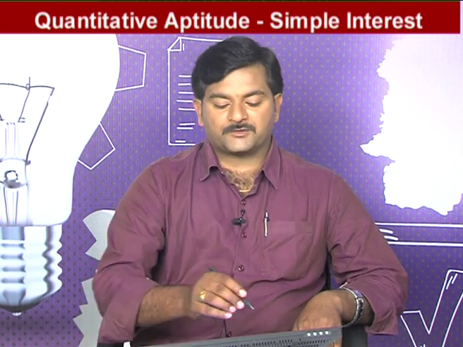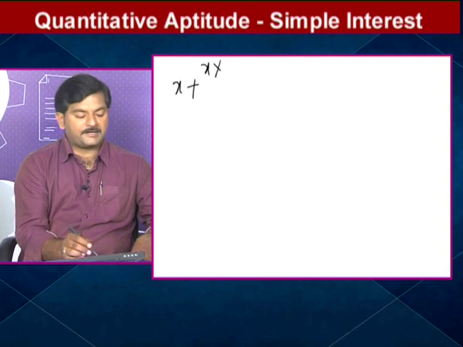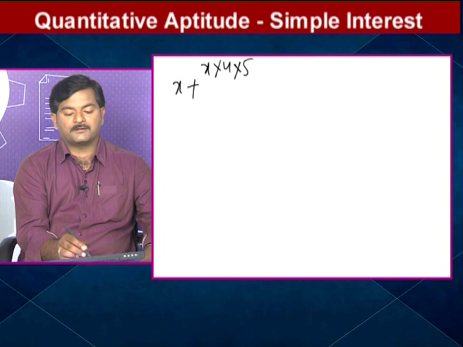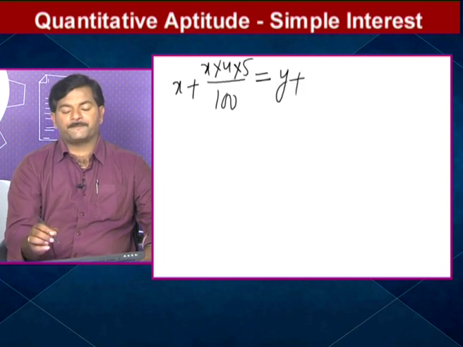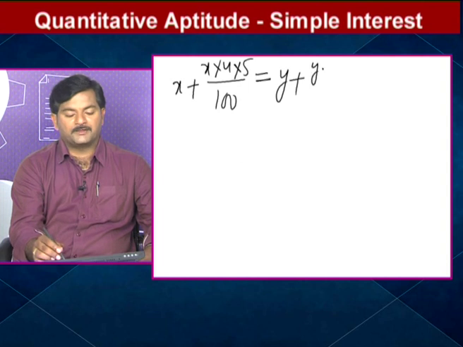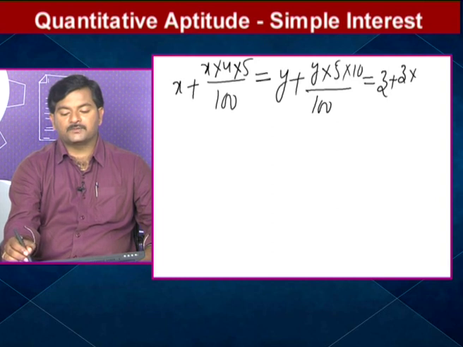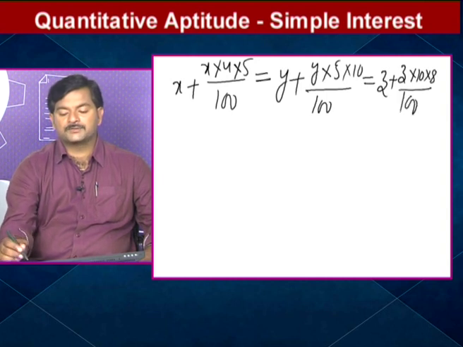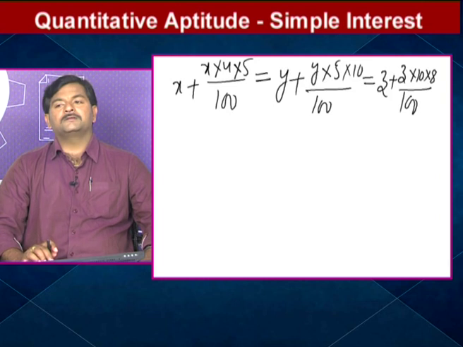So here, let's say the first part is X, and I have to find the interest. Interest is P, T, R by 100, with T and R given. This is the amount in the first case. In the second case, let's say the second part is Y. We can find the interest as P, T, R by 100, and this is the amount. In the third case, let's say the amount is Z, so Z plus Z into 10 into 8 by 100. Since it is given that the amounts are equal, we equate the first case amount, second case amount, and third case amount.